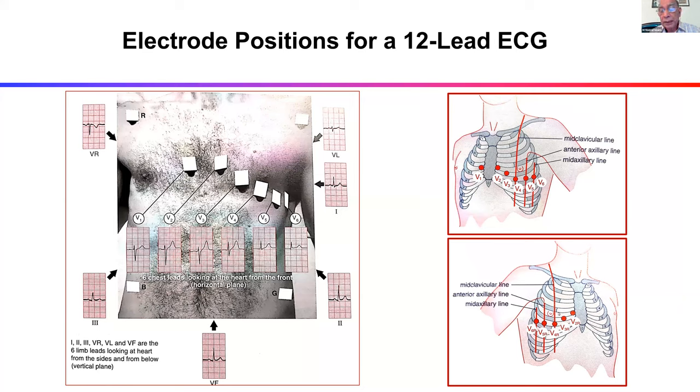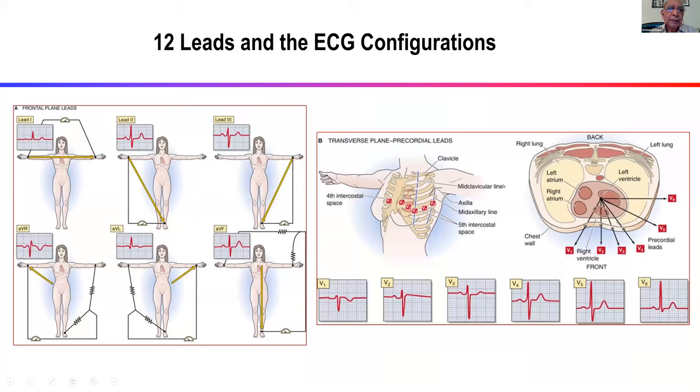Sometimes we have to place right-sided leads, and this is the way you put the right-sided chest leads. This is the usual standard way of placing chest leads for a 12-lead ECG. You can see over here the same picture given in a broader way. These are the different types of morphology of different leads. These are from the frontal plane leads or limb leads, and these are from the chest leads.